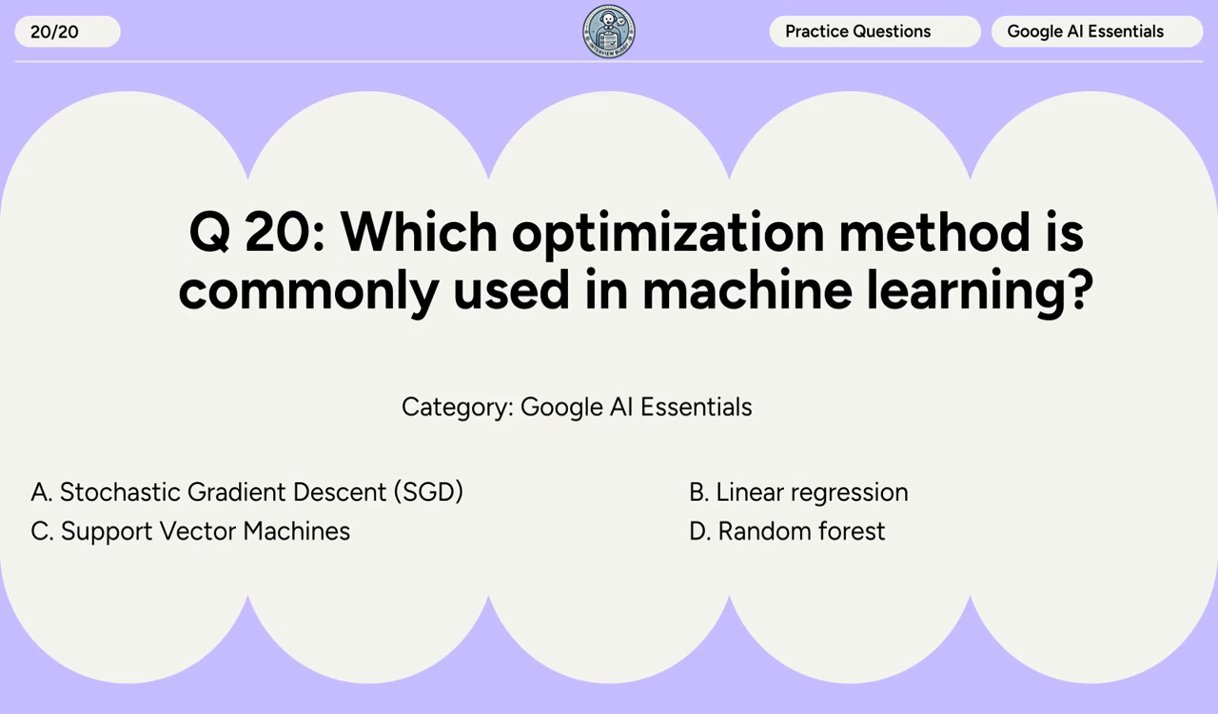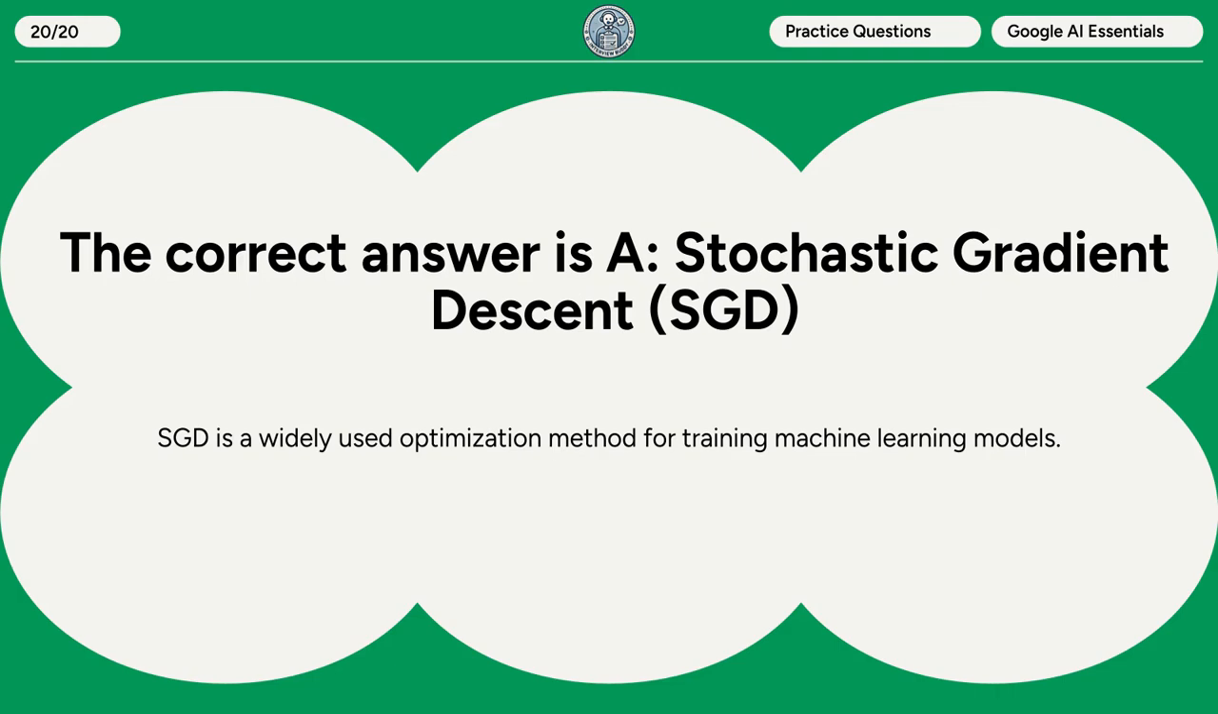Question 20. Which optimization method is commonly used in machine learning? A. Stochastic gradient descent. B. Linear regression. C. Support vector machines. D. Random forest. The correct answer is A. Stochastic gradient descent. SGD is a widely used optimization method for training machine learning models.